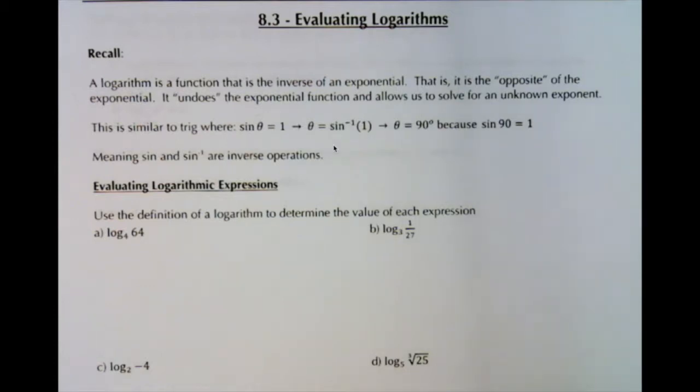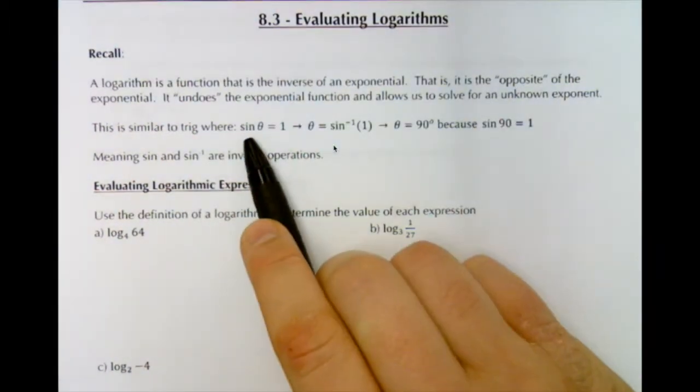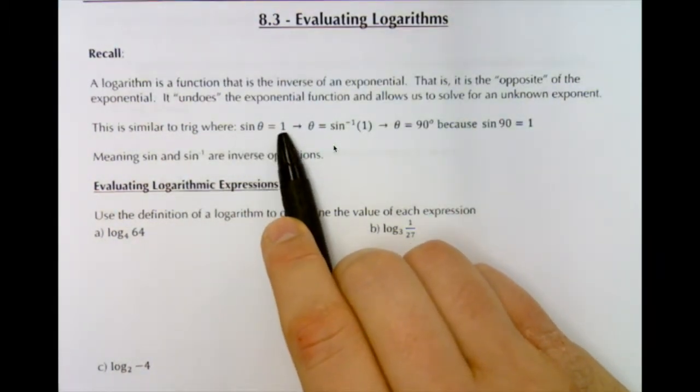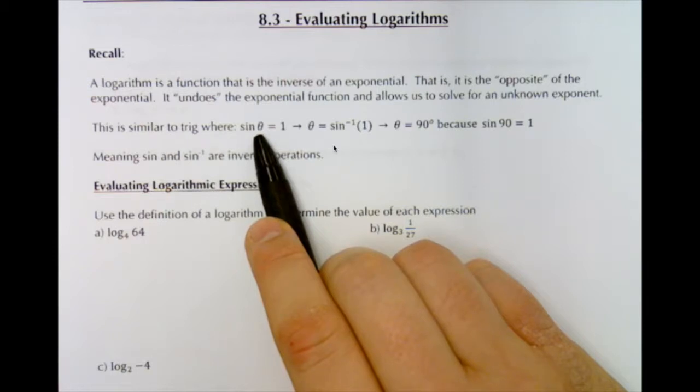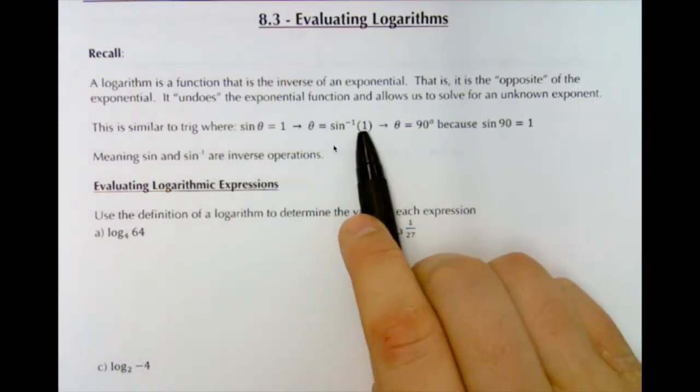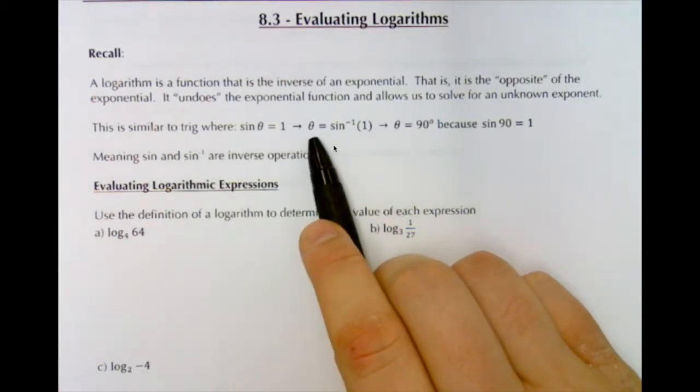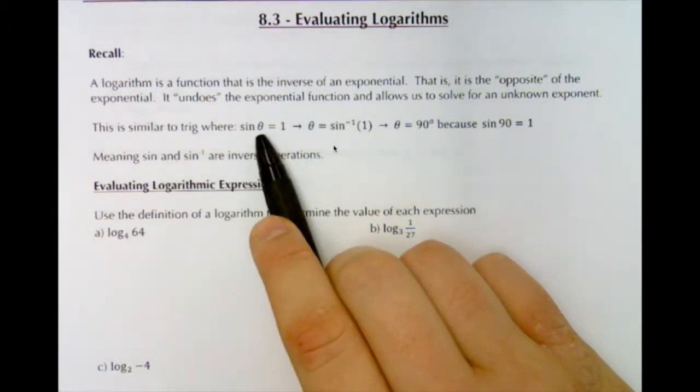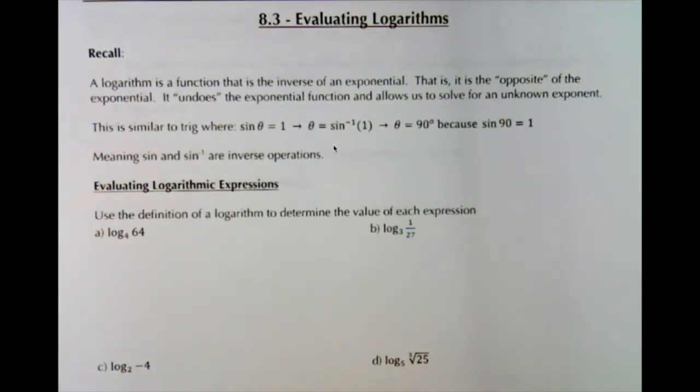What we know from inverse functions, specifically our trig inverse functions, is that the inverse function undoes the original function. So if we look here, when we had sine of, say, theta equal to 1, if we wanted to figure out what theta was, we took the inverse of 1, and that gave us our angle theta, or it gave us the input to our original function.